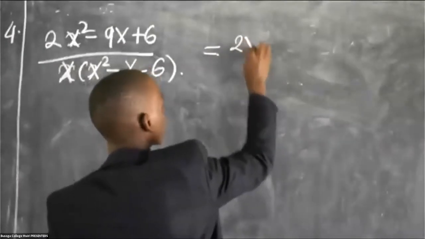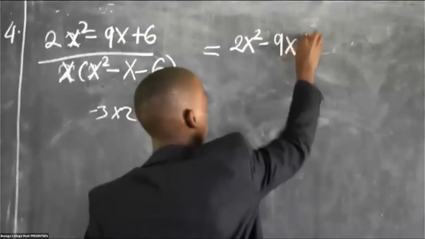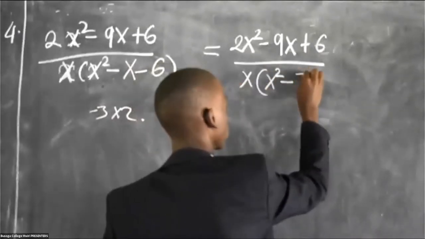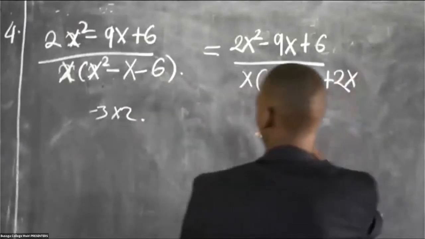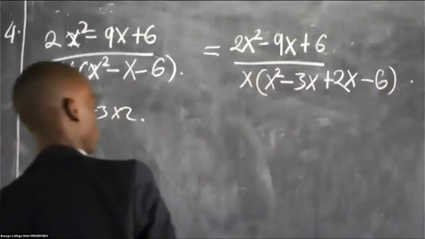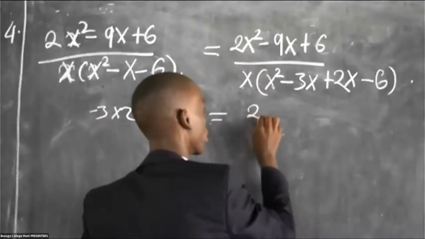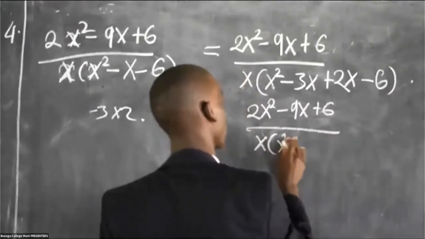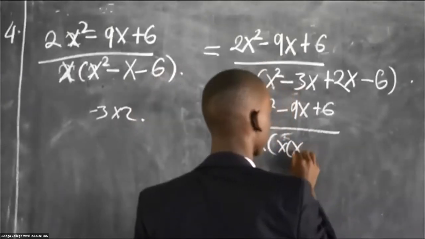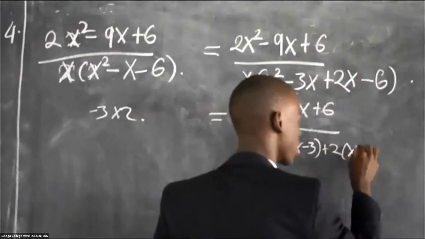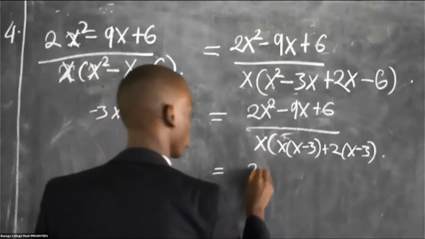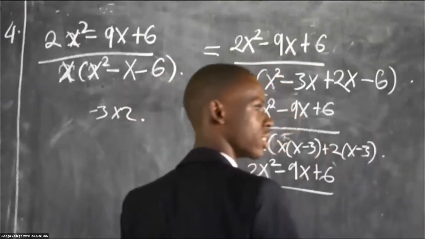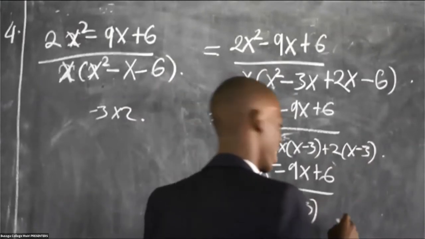Factorize 2x squared minus 9x plus 6 out of x into x squared minus 3x, then plus 2x minus 6. Proceed. This is equal to 2x squared minus 9x plus 6 out of x into brackets x squared. From here I'm going to factorize x: putting out the x, we have x minus 3. From here, take out the 2 into x minus 3. This is equal to 2x squared minus 9x plus 6 out of x into whatsoever is left, into brackets x minus 3 into x plus 2.